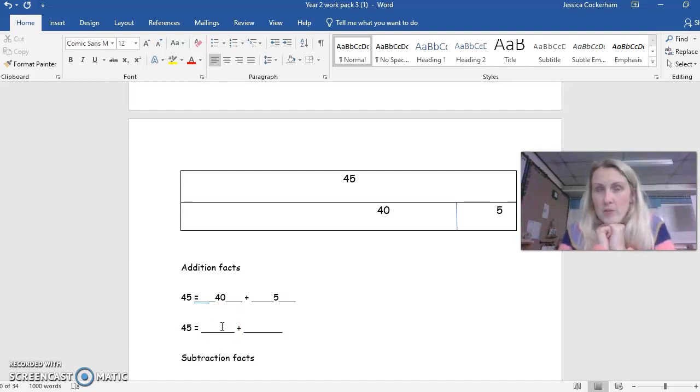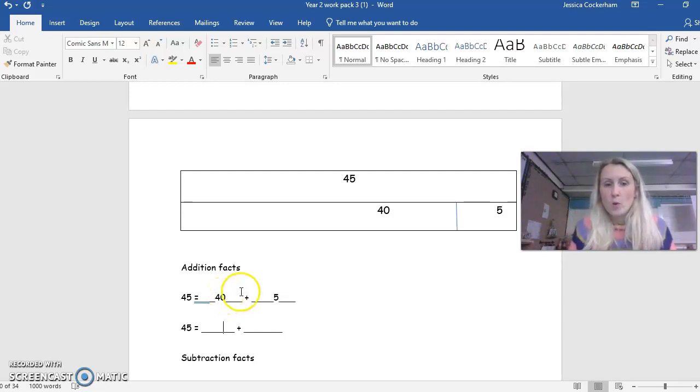Now, we've done some things before, haven't we, on addition? And we know that addition is commutative. And what we mean by commutative is that it doesn't matter which way round the addition is, it always gives us the same answer.